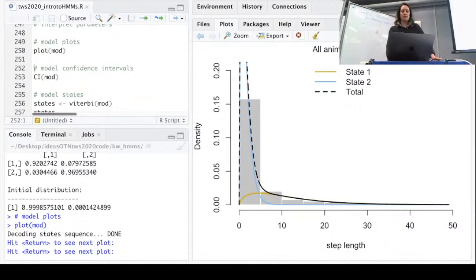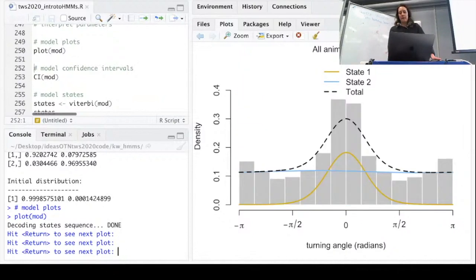Go to the next plot. So now we're looking at the distribution of the turning angles. State 1 here, which had the longer step lengths, is also much more concentrated around 0 than state 2, which again is extremely flat. These dotted lines are just the sum of those two distributions. Oh, sorry. What's up, Rob?